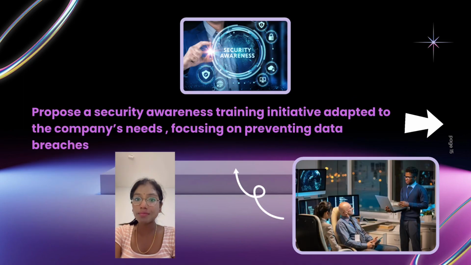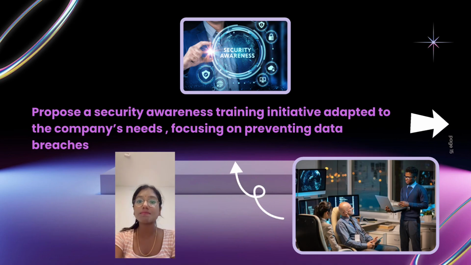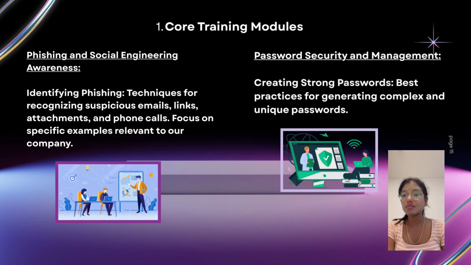Okay, so for ethical practice, I propose a security awareness training initiative adapted to the company's needs, focusing on preventing data breaches. So number one will be phishing and social engineering awareness, with training for recognizing suspicious activities in emails and phone calls, focusing on specific examples. Next is password security management, by creating strong and unique passwords that will not be easy for attackers to recognize.